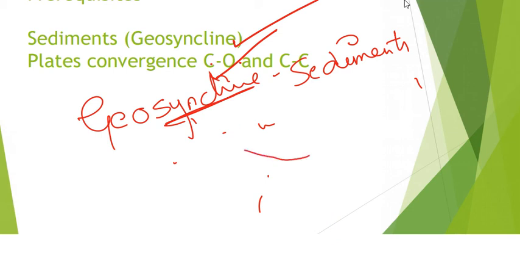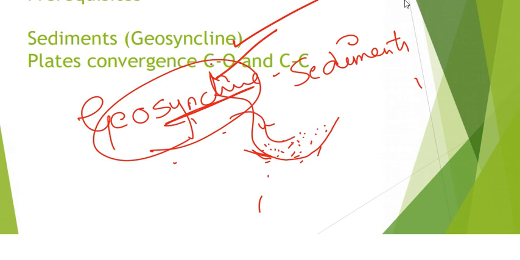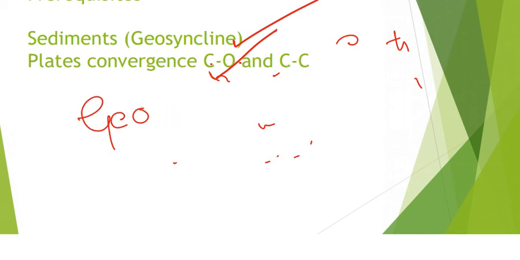Suppose a concave depression is filled with sediments, that is called a geosyncline. That's it. You must not have heard this word anytime. I'll make you understand.